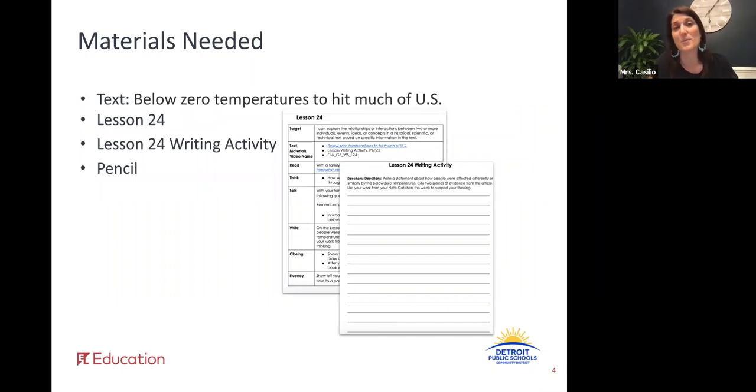You know the routine, so press pause if you need to gather these materials: your text or your article, the lesson 24 writing activity, which we will complete today, and a sharpened pencil. Grab your materials and come on back.